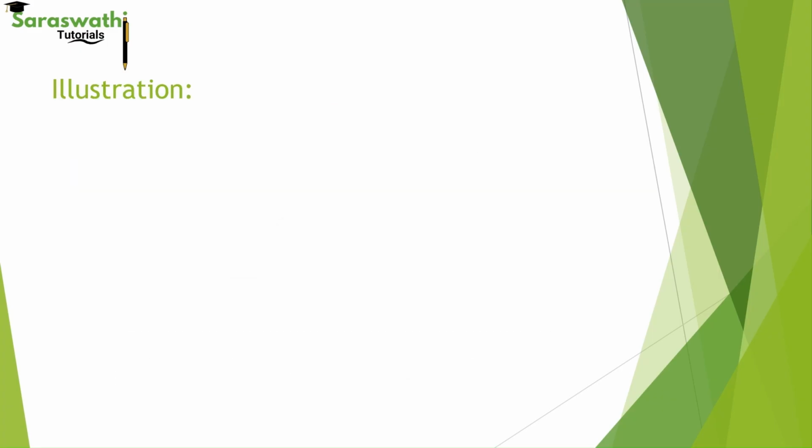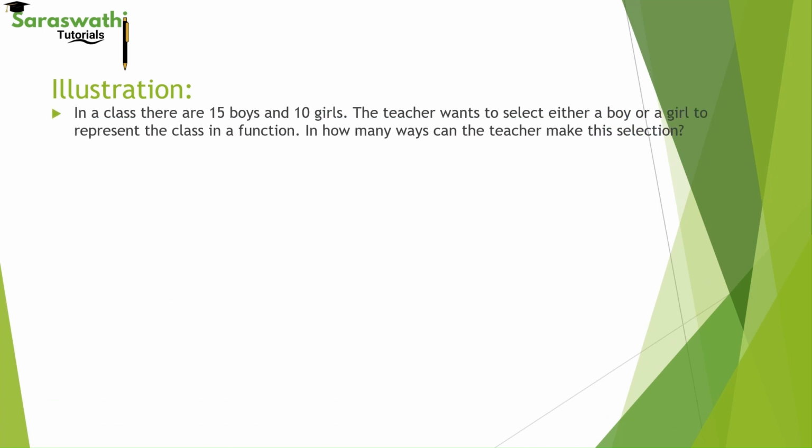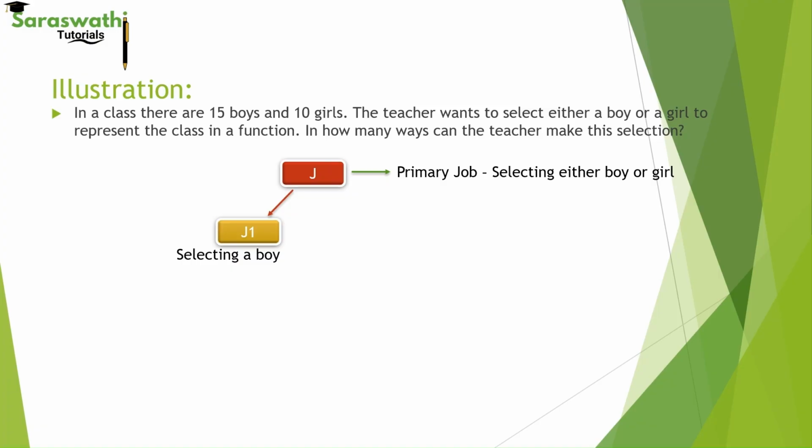Let's break it down with an illustration. In a class there are 15 boys and 10 girls. The teacher wants to select either a boy or a girl to represent the class in a function. In how many ways can the teacher make this selection? Now, let's see how this works. The primary job of the teacher, J, is to select either a boy or girl. It has two subjobs. Subjob J1 is selecting a boy, and subjob J2 is selecting a girl.